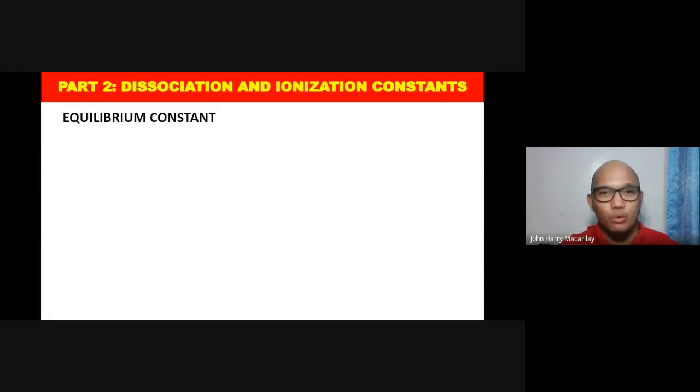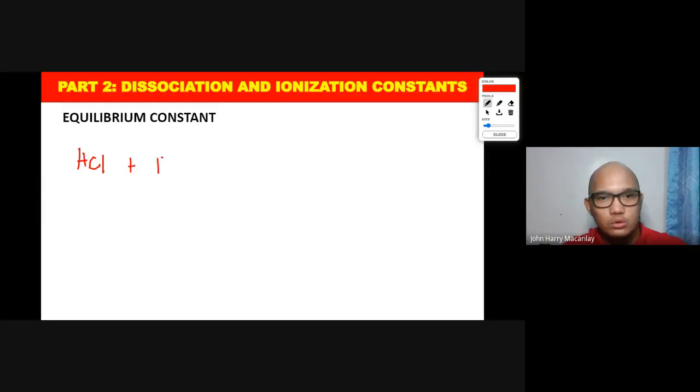So your equilibrium constant, or your ionization constant, now describes an acid and a base. How strong an acid is, or how weak an acid is, or how strong a base is, or how weak a base is. So we have three different types of equilibrium constant that we will be discussing: the acid ionization constant, the base ionization constant, and the water ionization constant. So if we base our equilibrium constant on the definition of Bronsted-Lowry.